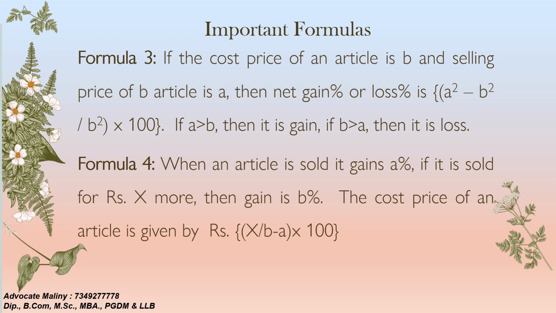When an article is sold, it gains A percentage. If it is sold for rupees X more, then the gain is B percent. So when an article is sold for some amount, the gain percentage is A percentage. If some more amount is added to the selling price, then the gain percentage is B percentage. So what is the cost price of the article? In such a scenario, the cost price of an article is X divided by (B minus A), into 100.